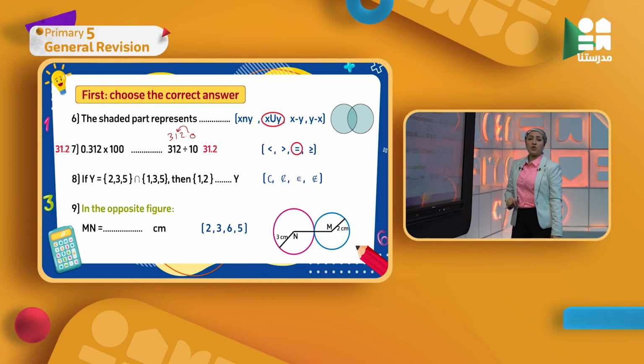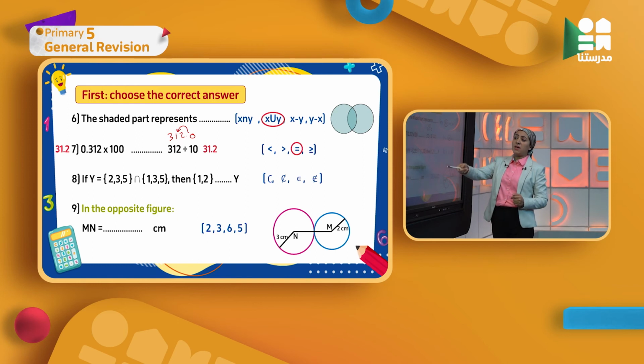If the set Y equals the set of elements 2, 3, and 5, intersected with the set of elements 1, 3, and 5, then the set Y is the intersection between these two sets. And as you see, they intersect in 3 and 5. So 1 and 2 are not part of set Y.